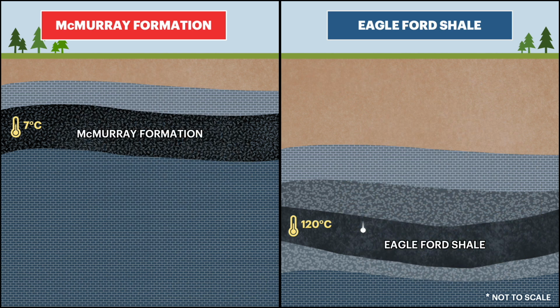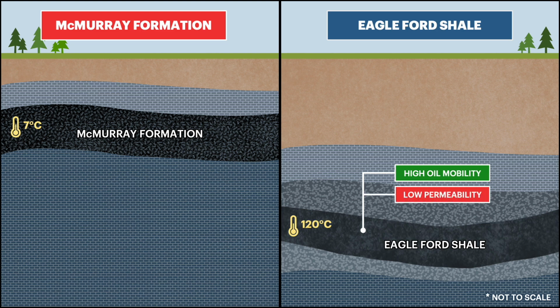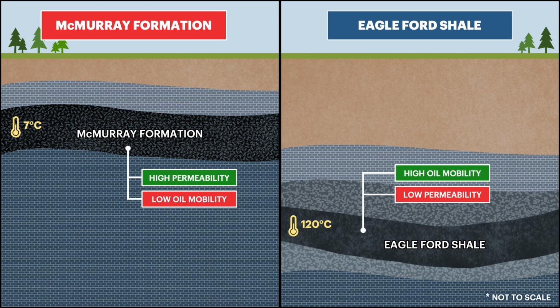That leaves us with two very different problems. In the Eagle Ford, we have a very light, mobile oil, but the rock is completely impermeable, so that oil is trapped. In the oil sands, the sandstone is very permeable and very porous, but the bitumen is too cold to flow. So how do we extract oil from these unconventional deposits?